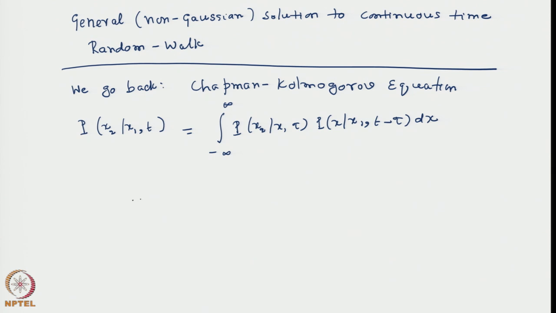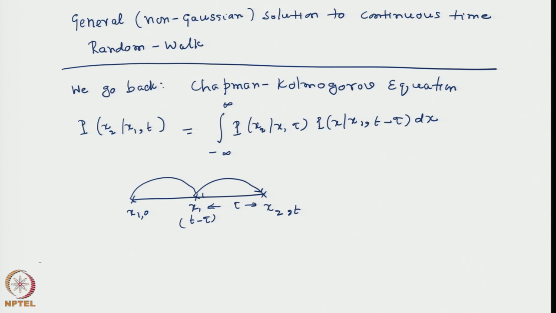So, picture here is particle has come to x2, it started from x1, and we say that it came from x1 to x. So, x1, let us say time 0, this is x2 at time t. So, at some time t minus tau, it was here, and then in the remaining time tau, it reached x2. So, this is the meaning of this equation.